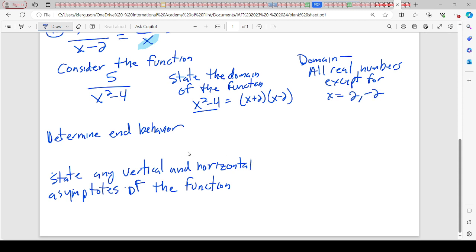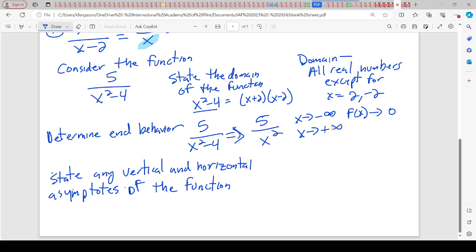So now I need to determine end behavior. Well, let's see. I've got 5 over x squared minus 4. So I choose, in my numerator and my denominator, the highest powers of my variable. Well, the top doesn't have a variable. I got x squared in the bottom. So I've got a constant divided by a variable. So what do I know about that? Well, as x approaches negative infinity, f of x approaches 0. As x approaches positive infinity, f of x approaches 0. So my end behavior is it approaches 0.